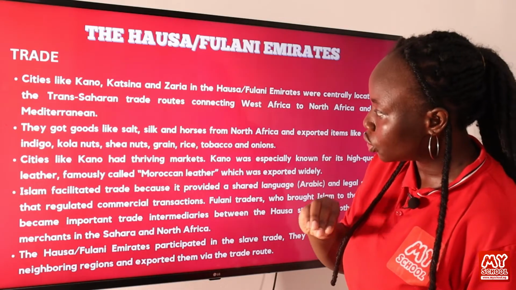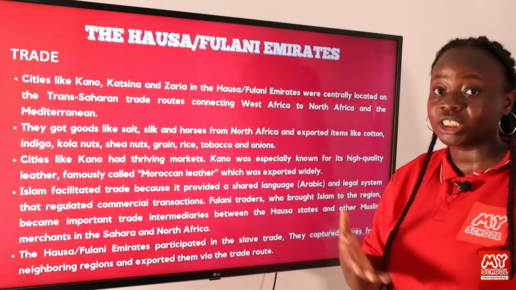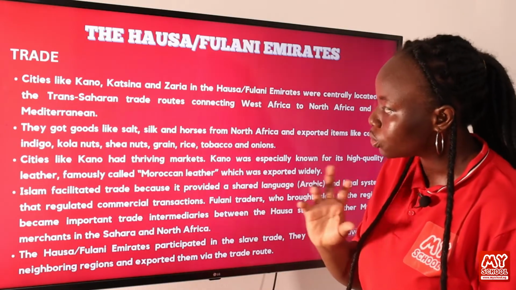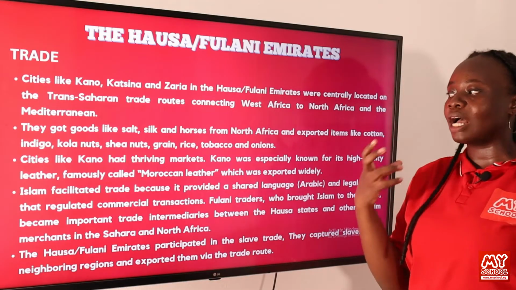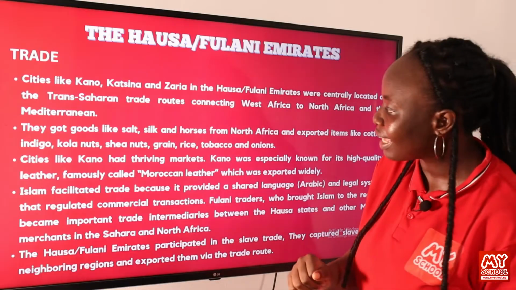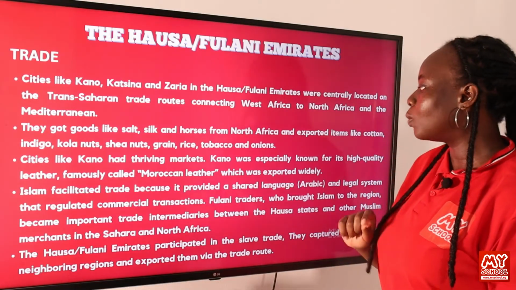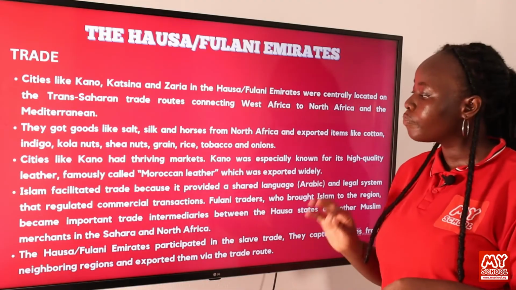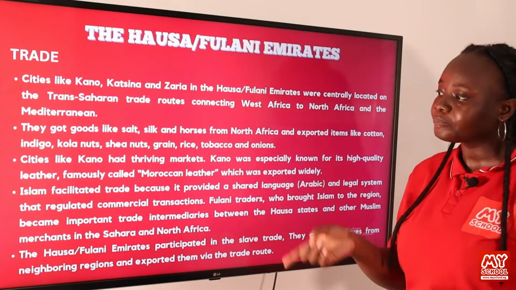They got goods like salt, silk, and horses from North Africa, and exported items like cotton, indigo, kola nuts, shea nuts, grain, rice, tobacco, and onions. So this is how they got most of their wealth. So cities like Kano had thriving markets. Kano was especially known for its high-quality leather, famously called Moroccan leather, which was exported widely.